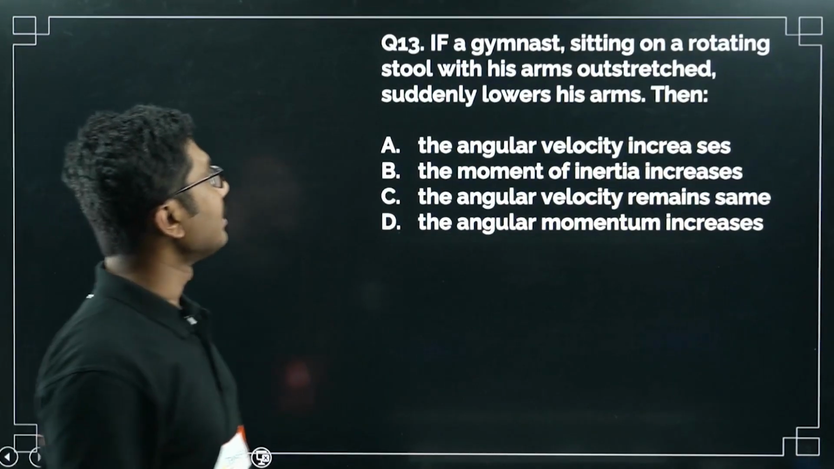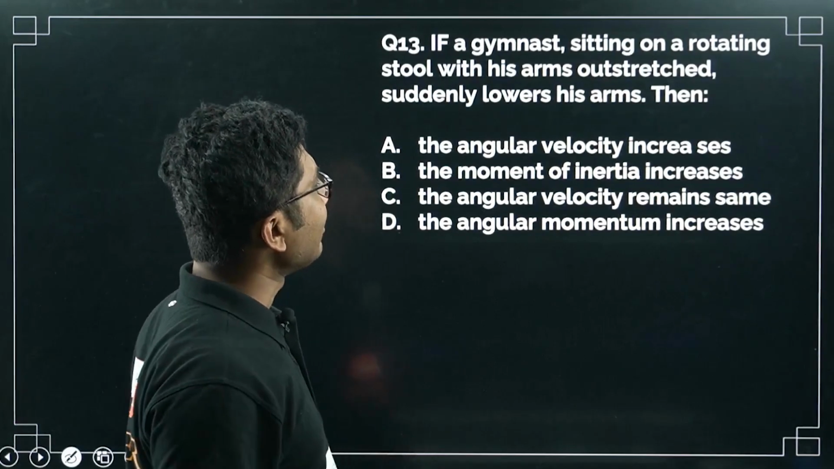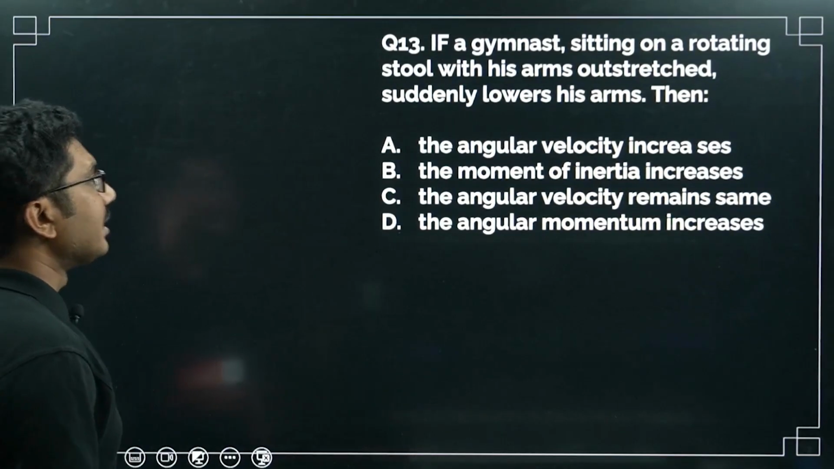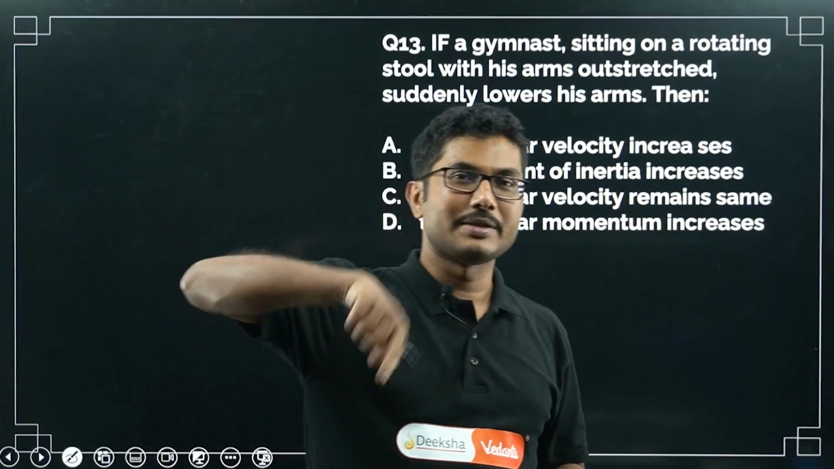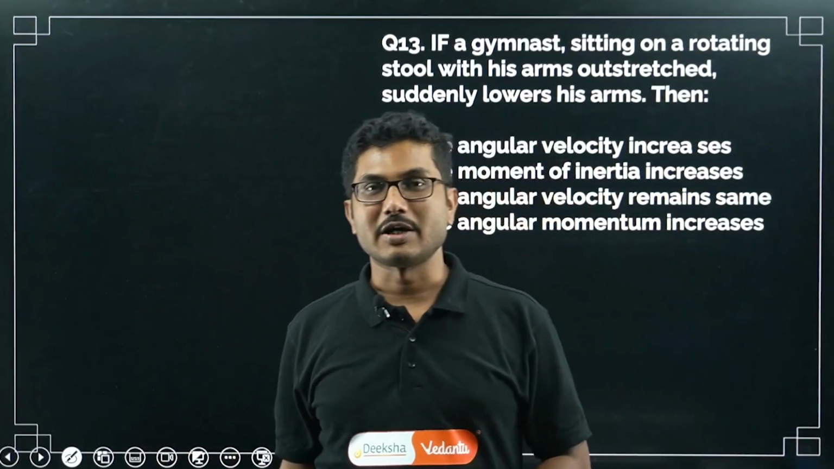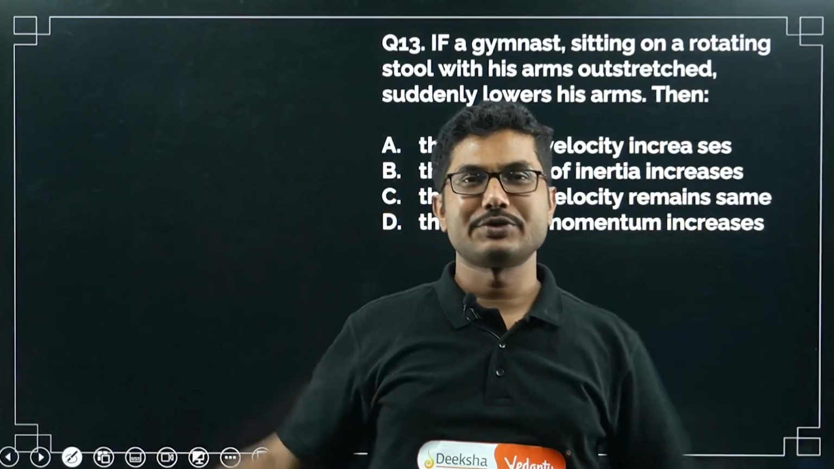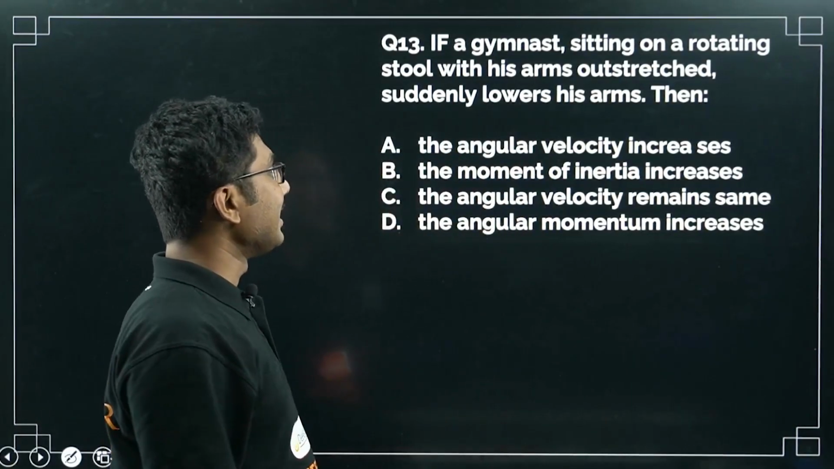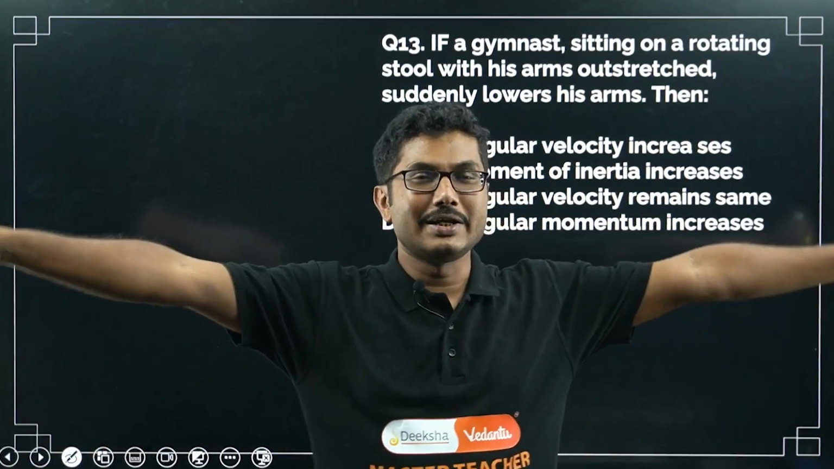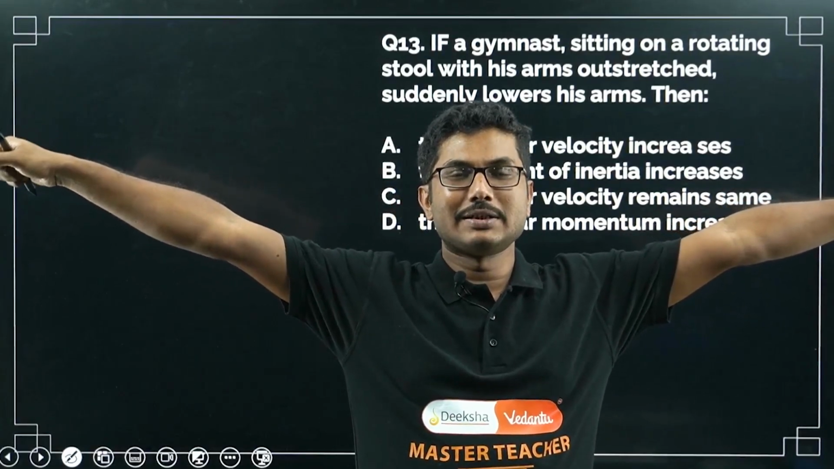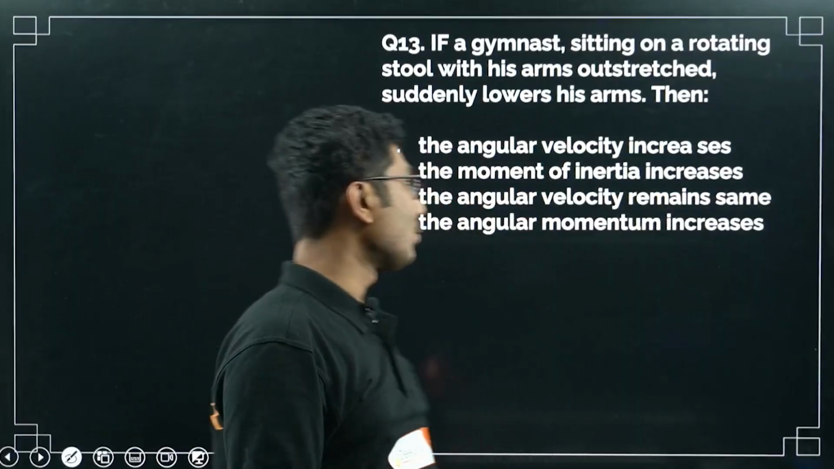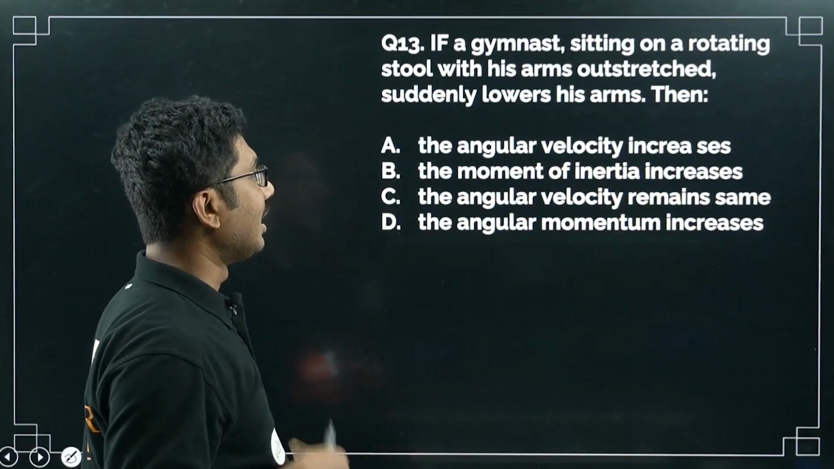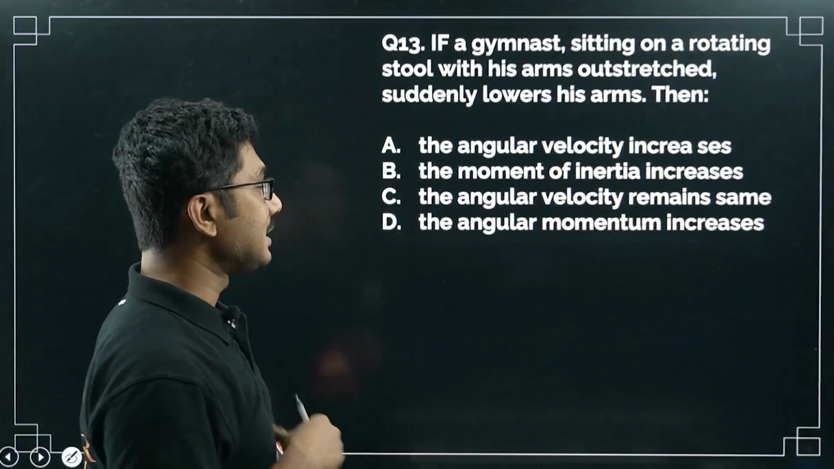Now, question number 13. A gymnast sitting on a rotating stool with his arms outstretched suddenly lowers his arms. So he was sitting on a gymnastic stool. If you have seen gymnastics, they rotate on a special kind of stool, and he is sitting with both arms stretched. Suddenly he was rotating with his hands like that, and suddenly he lowers his arms. So what will happen to the angular velocity? That is the basic question.